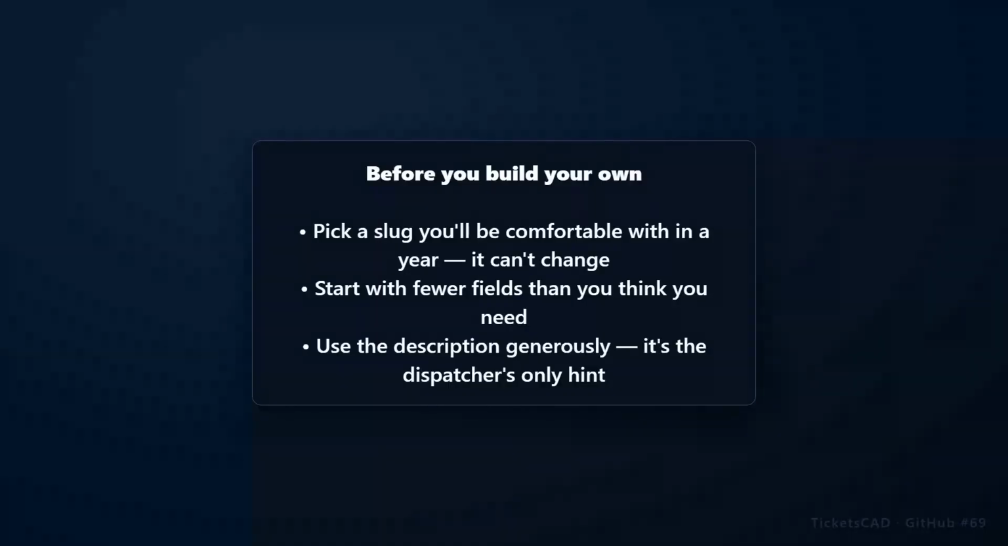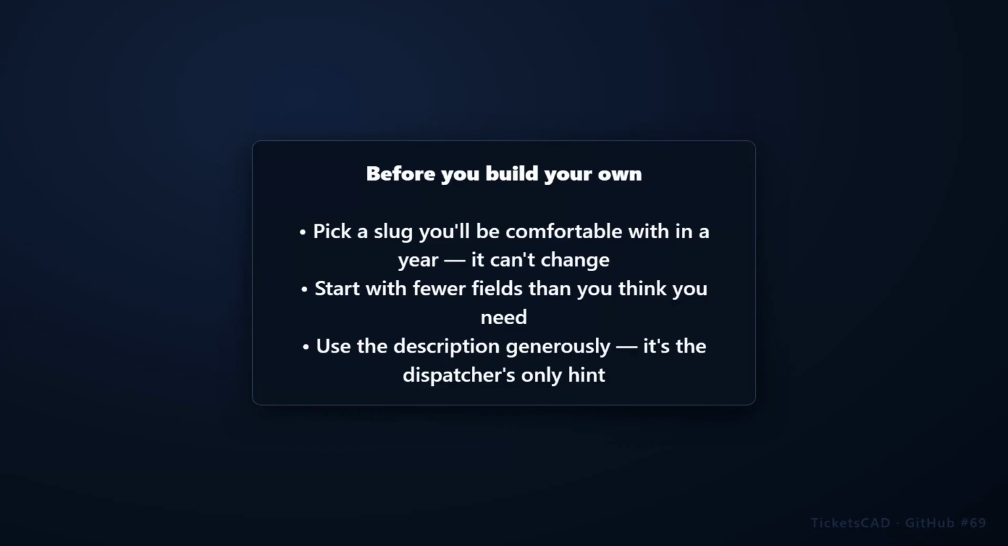A few practical tips before you build your own. Pick a slug you'll be comfortable with a year from now. It can't change once forms exist against it. Start with fewer fields than you think you need. It's always easy to add one later, and every existing form keeps working unchanged. And use the description field generously. It's the only hint a dispatcher gets about when to reach for this form instead of a built-in one.